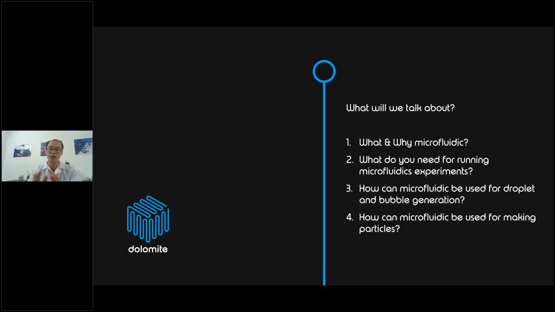So let's start with the first section, the summary about the microfluidics that we have learned through this year. The content of the presentation will include what and why microfluidics, what you need to run a microfluidics experiment, how microfluidics can be used for droplet and bubble generation, and finally, how microfluidics can be used for making particles.